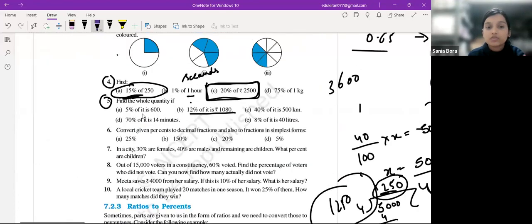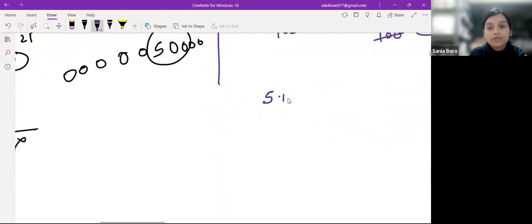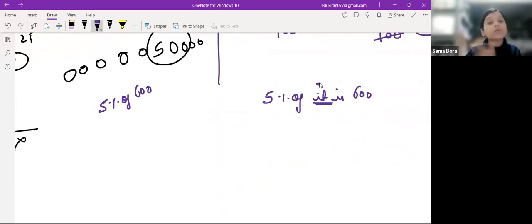Now, the previous one which we discussed was this. Find the whole quantity if 5% of it is 600. So what are they saying? They are saying 5% of it is 600. Earlier they were giving you find 5% of 600, but over here they have given you the answer and the 5%. You have to find 5% of what will be 600.